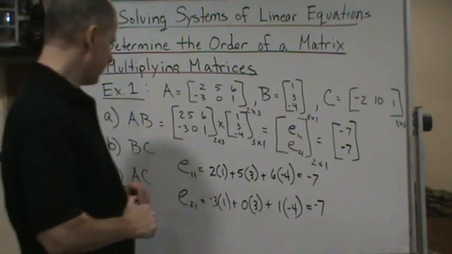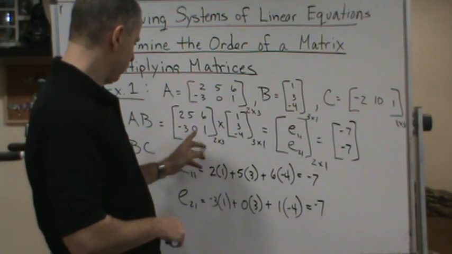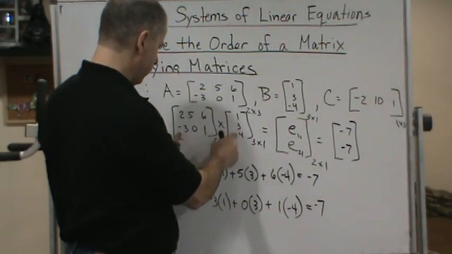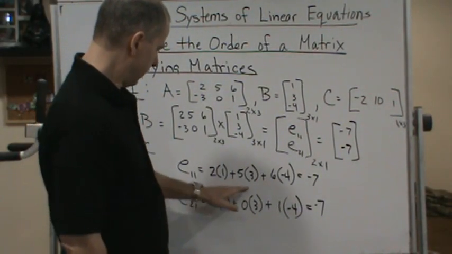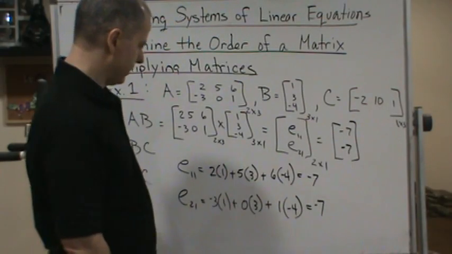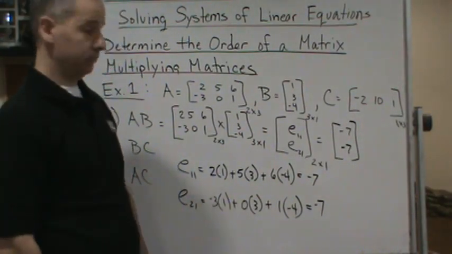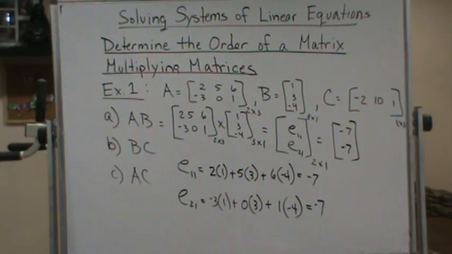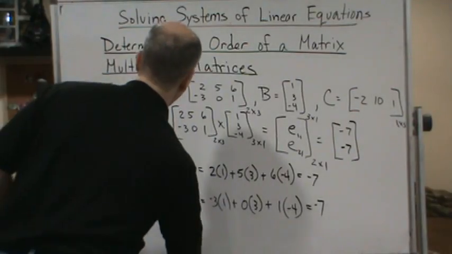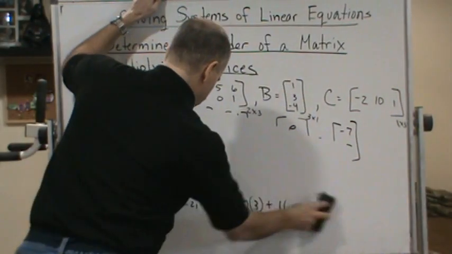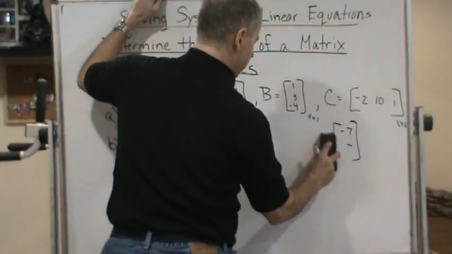Now notice here, as I'm cycling through the rows, right, I do this row times this column, then I do the next row times this column. Notice that for each one, the second number stays the same. Just a little pattern to notice, okay? The next one is B times C. Okay, so let's do B times C.